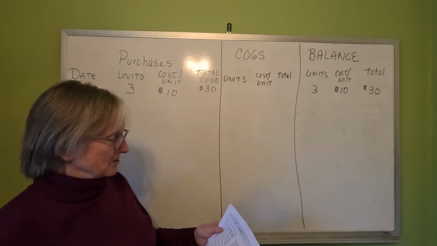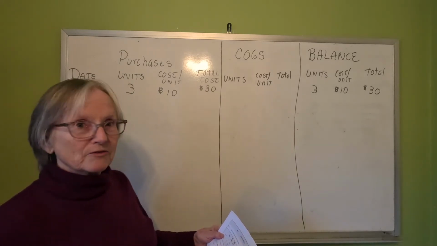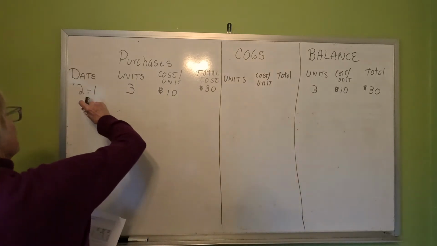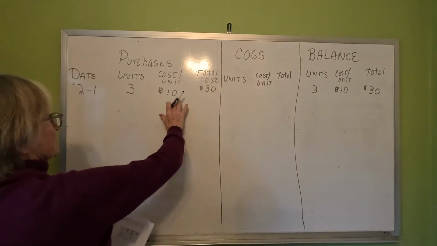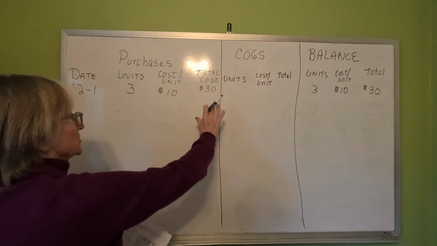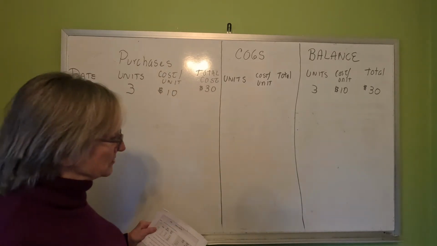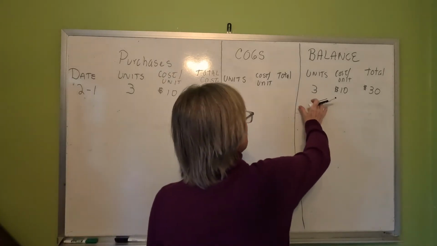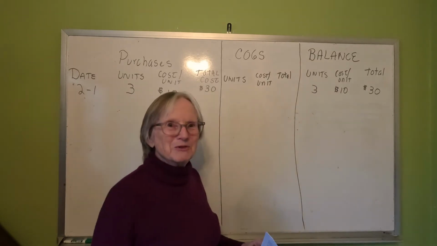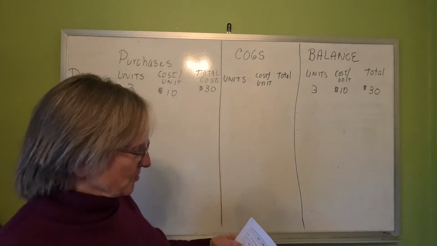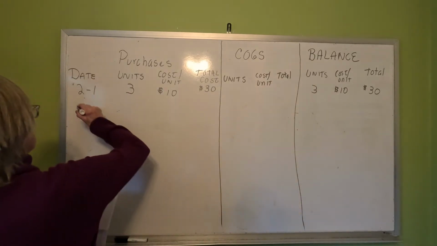So the first date is a purchase on February 1st. I've put that in. We bought 3 units at $10 each for a total inventory cost to date of $30. I bring that right over here because that is the balance. That's all we've got. Okay, so the next thing that happens is on the 5th.